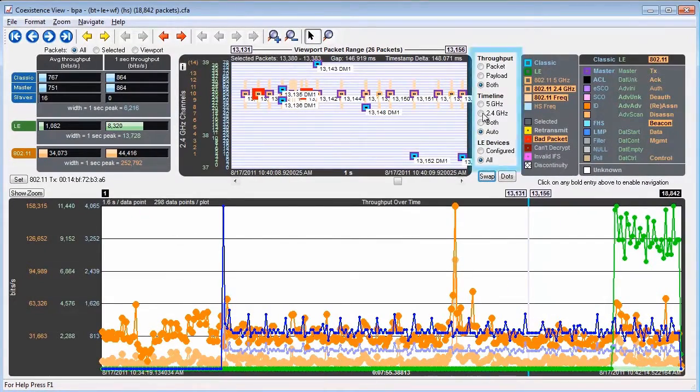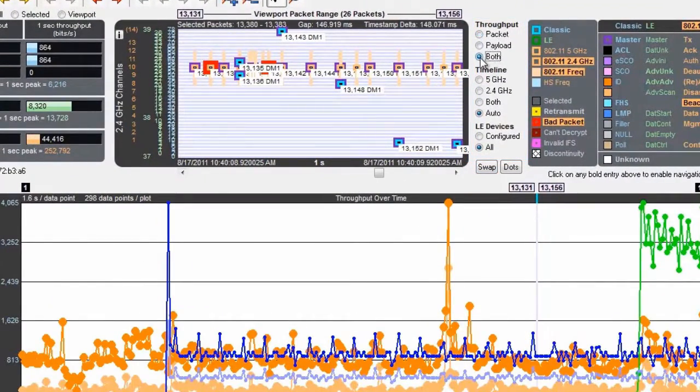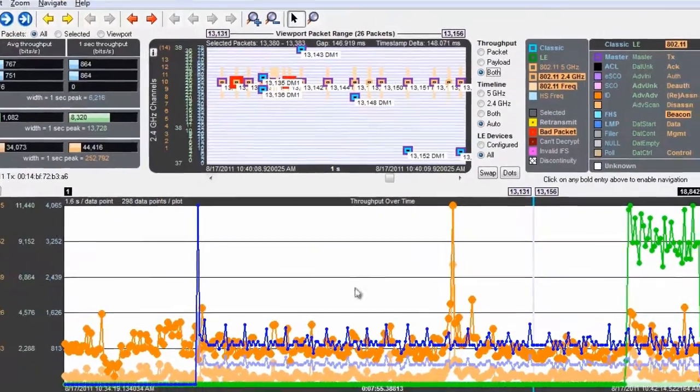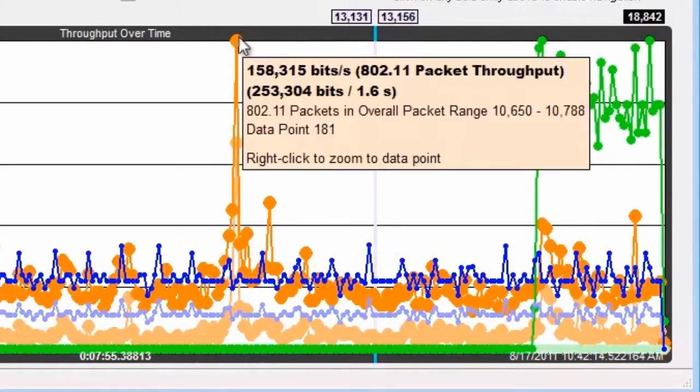We can show payload throughput, packet throughput, or both, in which case we get both sets of lines drawn. Each data point has a tooltip, which shows the throughput, how the throughput is calculated, and the packet range involved.